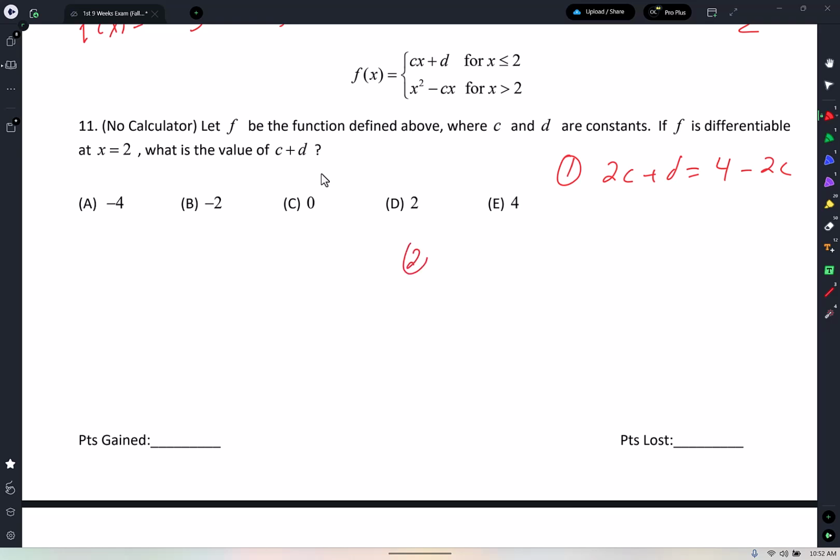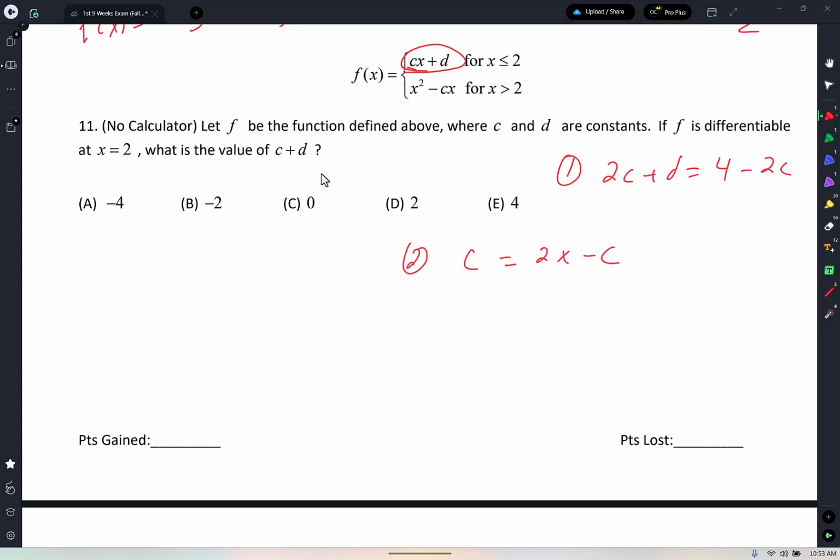Equation number 2, take a derivative and then plug in a 2. So the derivative is going to be c equals 2x minus c. Do you guys see that or no? I just took a derivative because for it to be continuous and differentiable, the derivative from the left has to equal the derivative from the right, and the y value from the left has to equal the y value from the right. So that's number 1. Here's number 2.